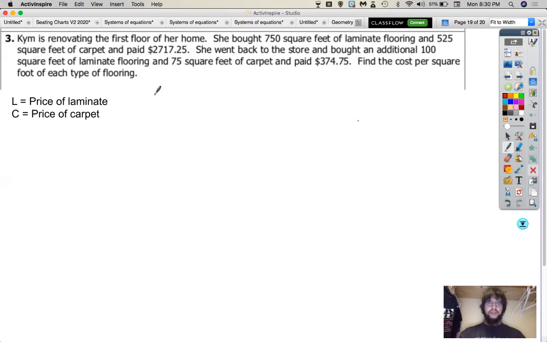All right. 750L, that's 750 times the price of laminate, plus 525C, that's the price of carpet, is 2717.25. Again, when we're talking money, decimals make sense. When we're not talking money, I better see some fractions.